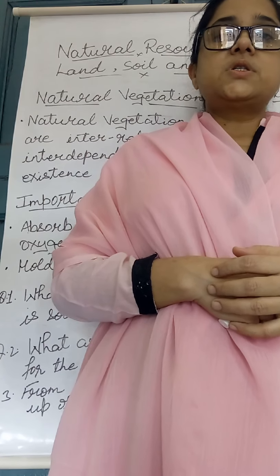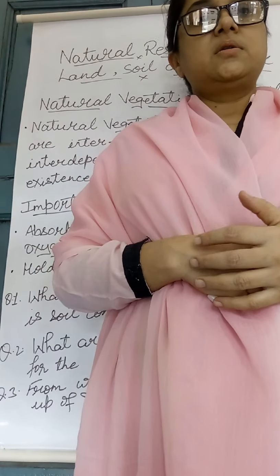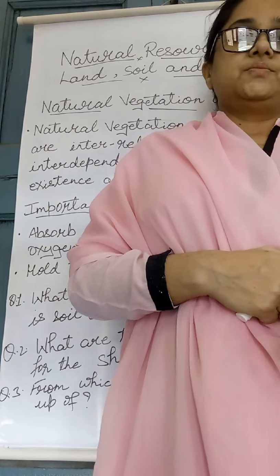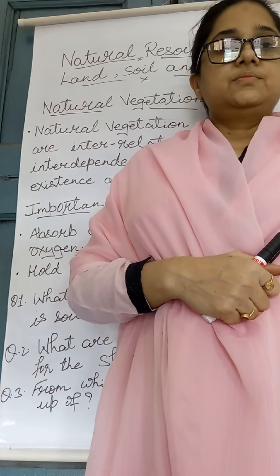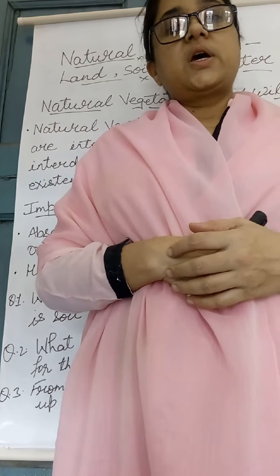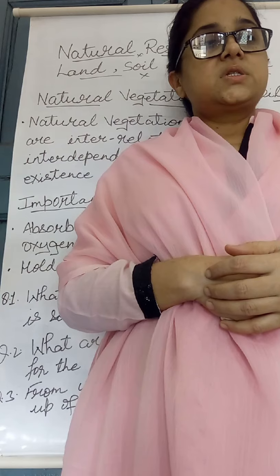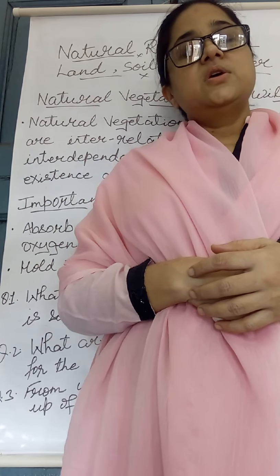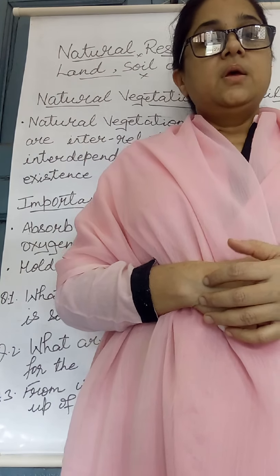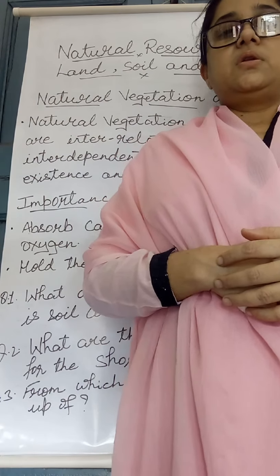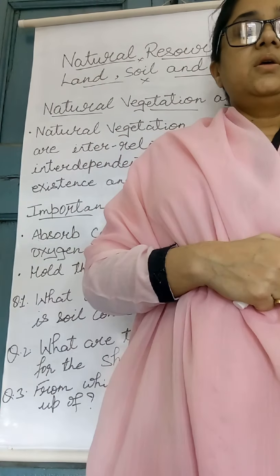Now what is evergreen forest? These forest trees do not shed their leaves at a particular time in a year. Evergreen forests are found in tropical regions that get plenty of sunshine and rainfall. Deciduous forest. The trees of deciduous forests shed their leaves at a particular time in a year. Deciduous forests are found in subtropical regions that get moderate sunshine and rainfall.